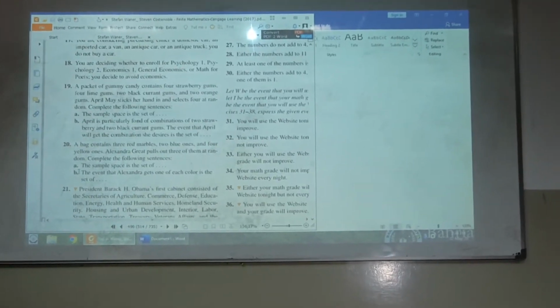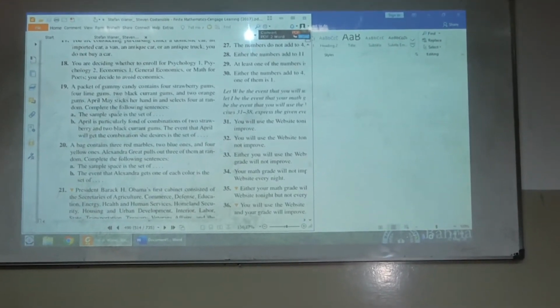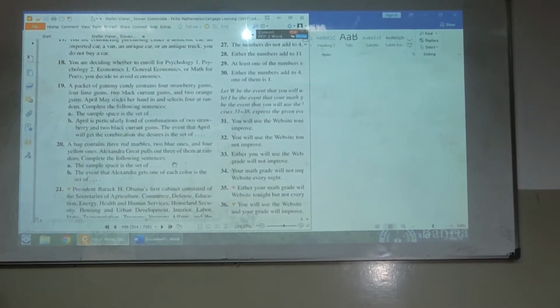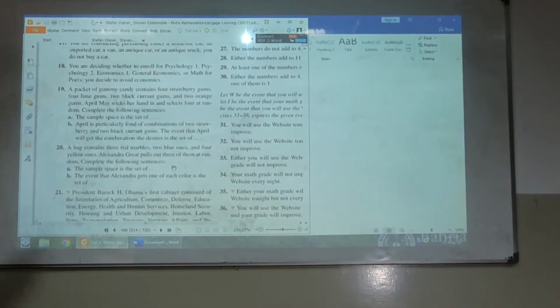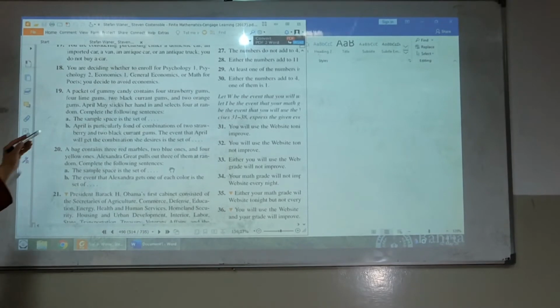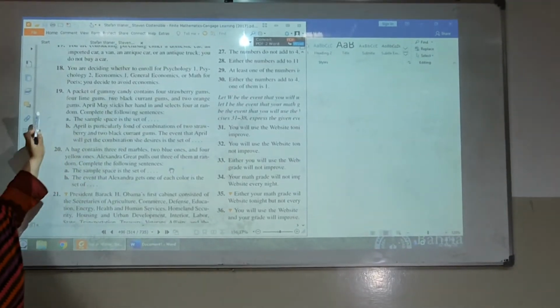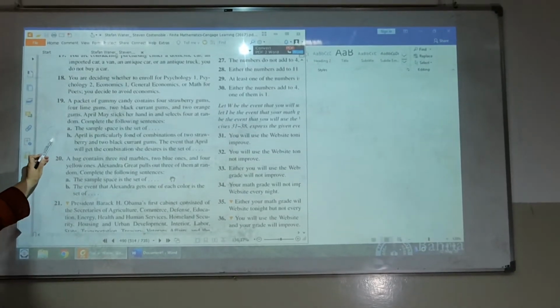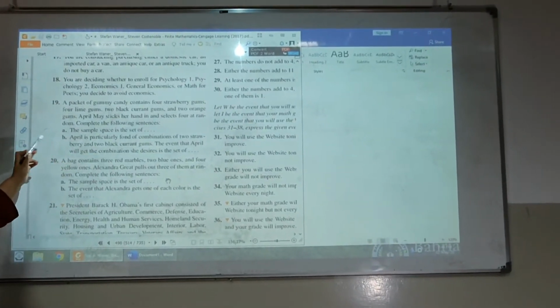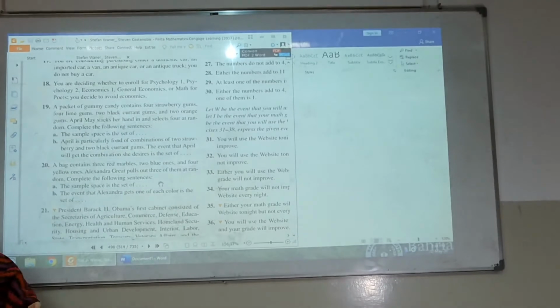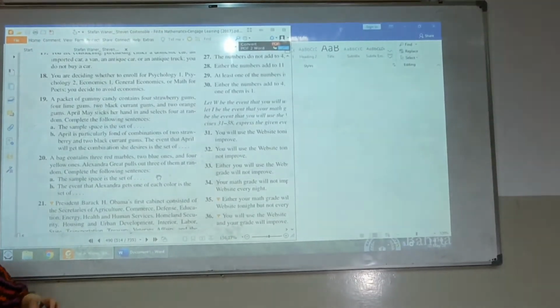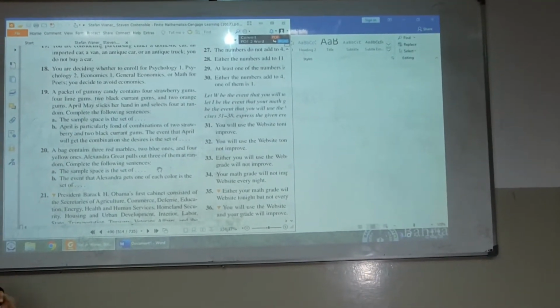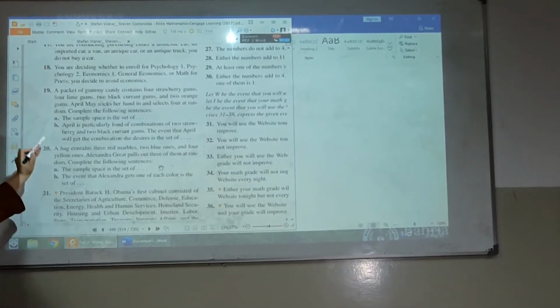This question says that a packet of gummy candy contains 4 strawberry gums, 4 lime gums, 2 black currant gums, and 2 orange gums. This is question 19, section 7.2. April May sticks her hand and selects 4 at random. I told you that for combination you need to have something selected at random, but if it has order, then it would be permutation. Complete the following sentence.